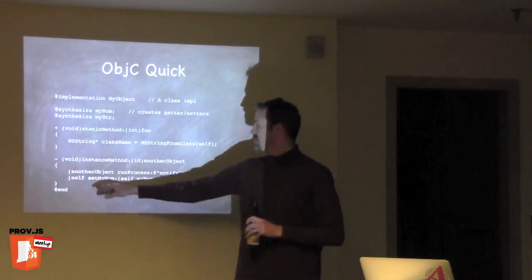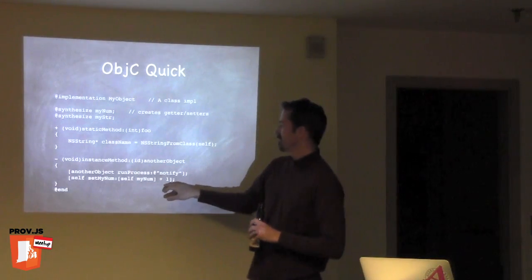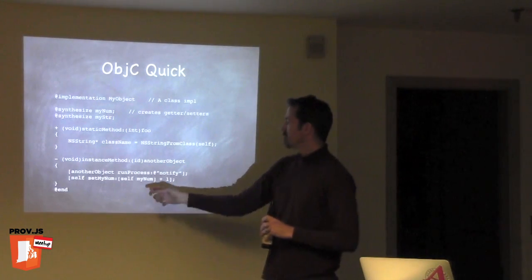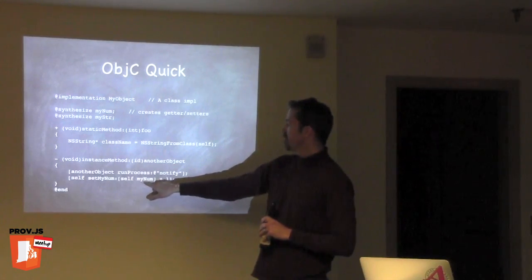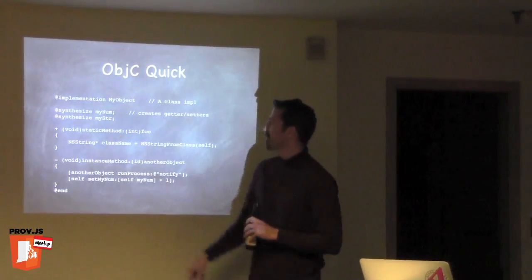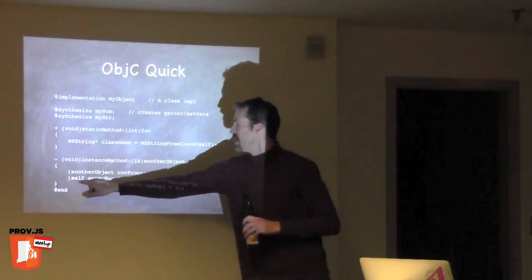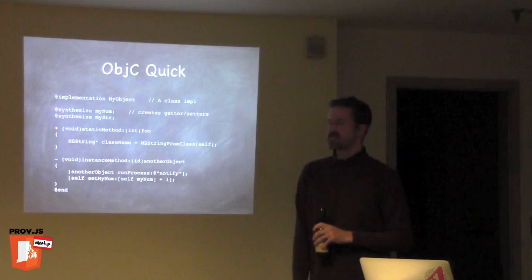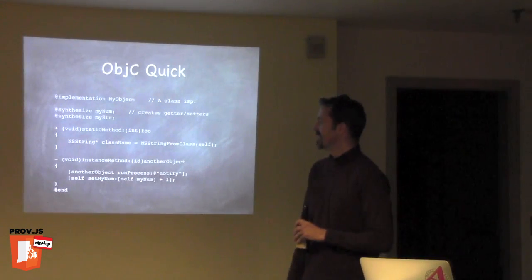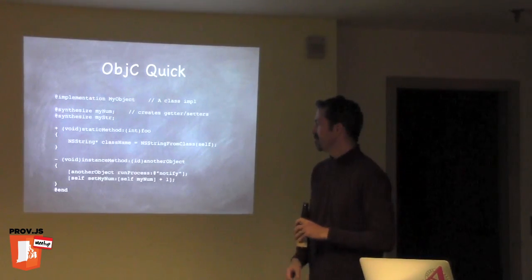And then, here's the syntax of the setters and getters. So this one would be getting the value of my num, which is one of my properties here, adding one to it, and then setting it back on myself. So that's the funky syntax. It takes a while to get used to.